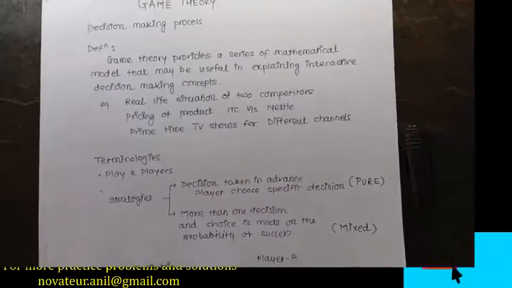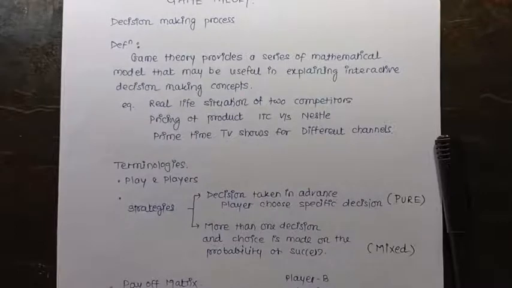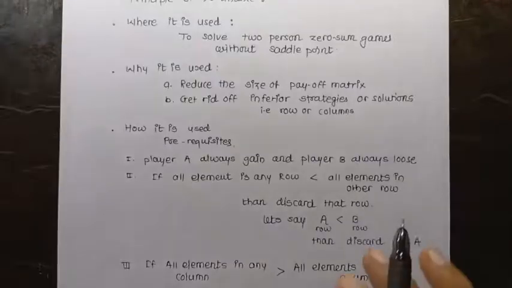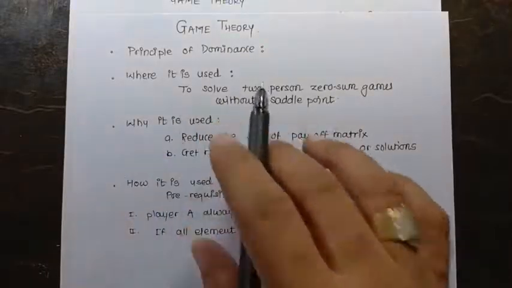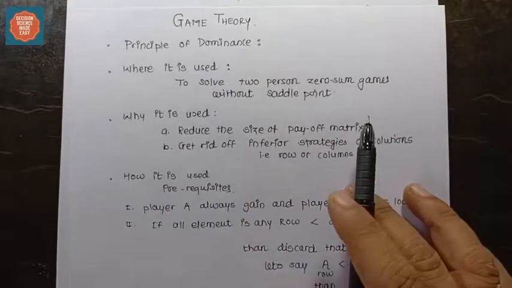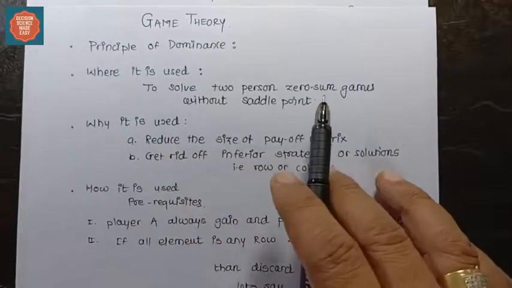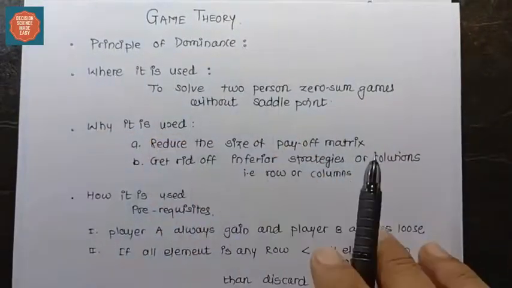Hello viewers, today we are going to discuss game theory, a very commonly used decision making process, in which we are going to see solving game theory with the help of the principle of dominance. First, let's try to understand why dominance and where it is used. To solve a two-person zero-sum game without a saddle point, this particular rule is used.